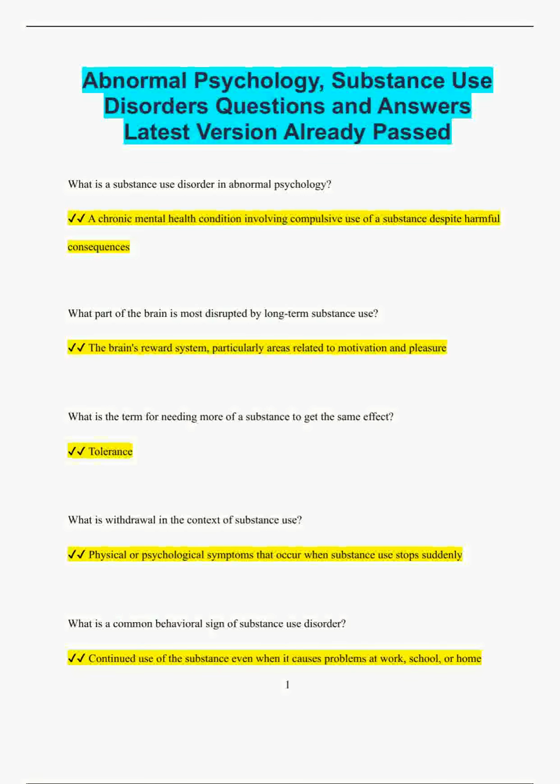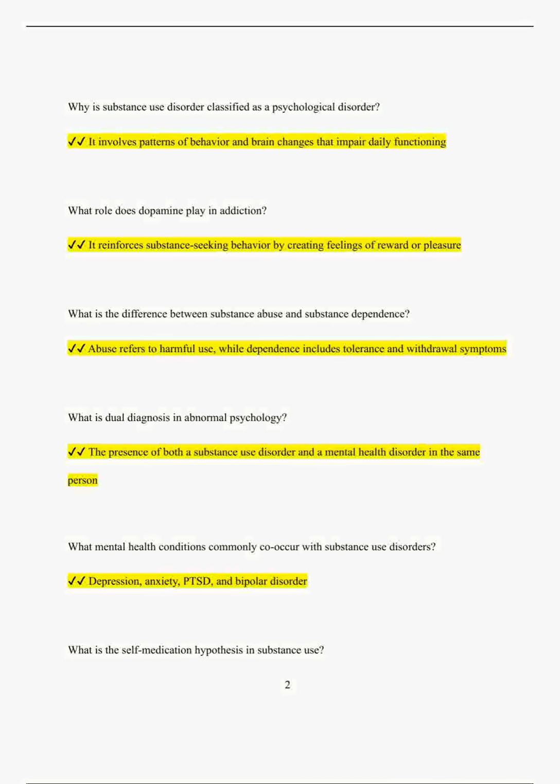What is a common behavioral sign of substance use disorder? Continued use of the substance even when it causes problems at work, school, or home. Why is substance use disorder classified as a psychological disorder? It involves patterns of behavior and brain changes that impair daily functioning.